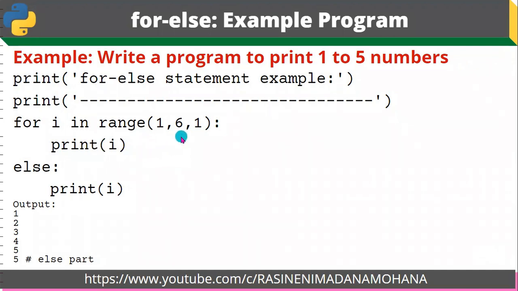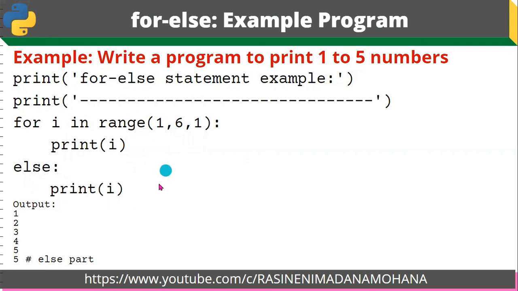After I value is 5, further 6 is there, but it won't take 6 actually. That is the stop value. Before the stop value, we have 5. So after I value is 5, no further values are there. Then it comes to the else part. In the else part, it prints I. What is the latest I before the stop value? The 5 is displayed here.